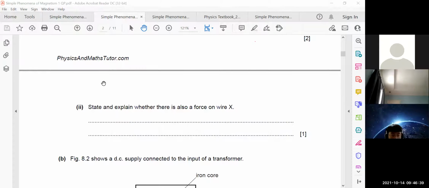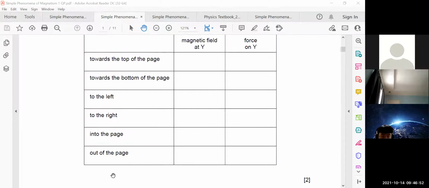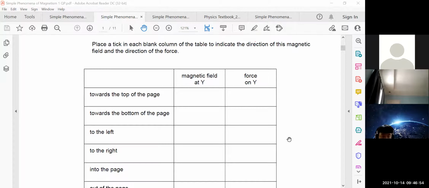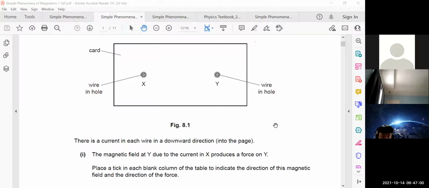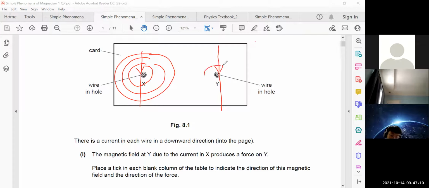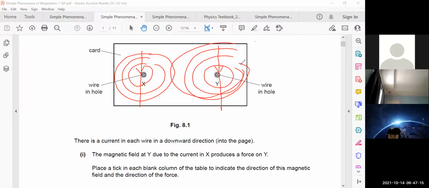State and explain whether there is also a force on wire X. Where is X? Where is Y? Children, look at the figure. Because they said both are conductors carrying current in the downward direction. So around conductor X there is a magnetic field, and around conductor Y there is also a magnetic field. So conductors X and Y cannot be treated separately.